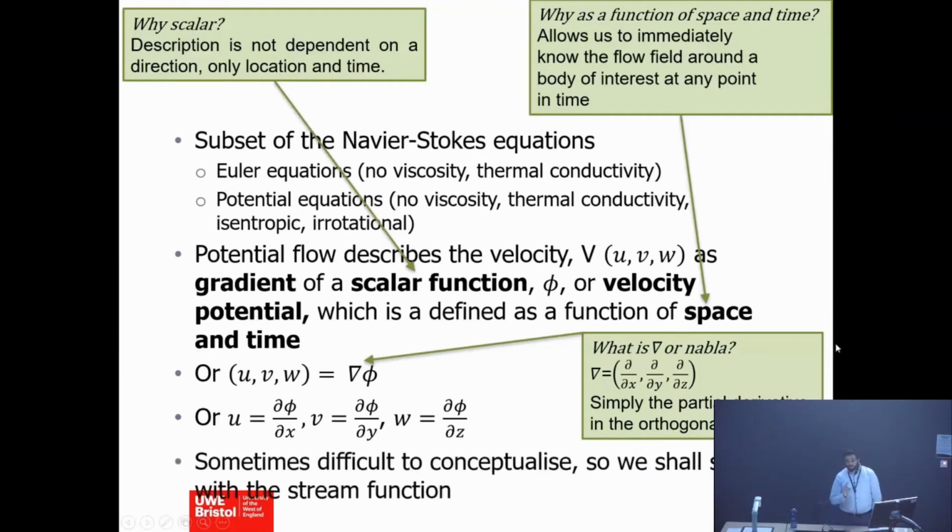Right, there is another function I will introduce to you. It's called the stream function, and I'll show you how the velocity potential and the stream function relate. I do appreciate it's maybe difficult now to imagine what the velocity potential is. We know it relates to the velocity field, but let's introduce the stream function as well.